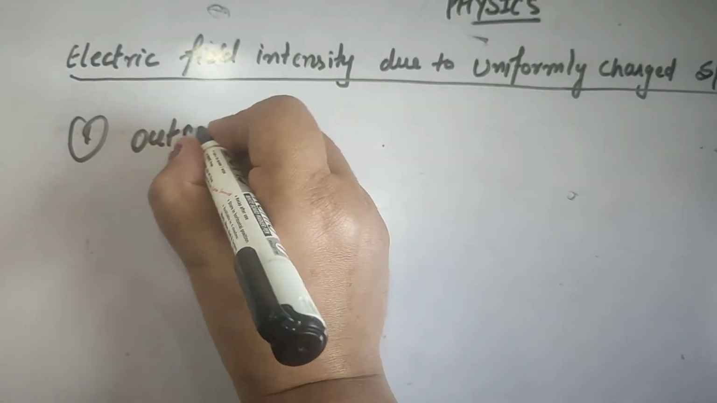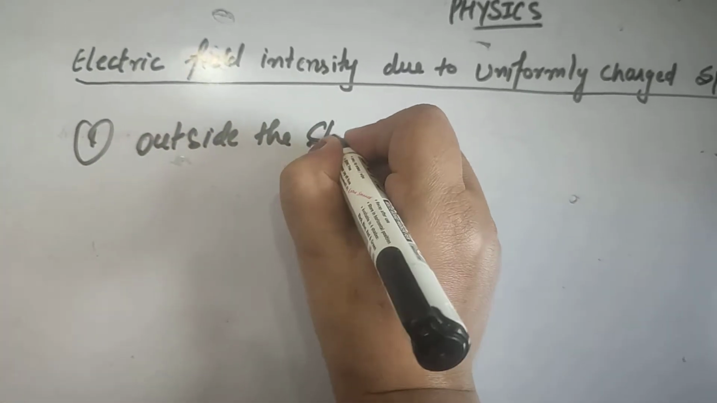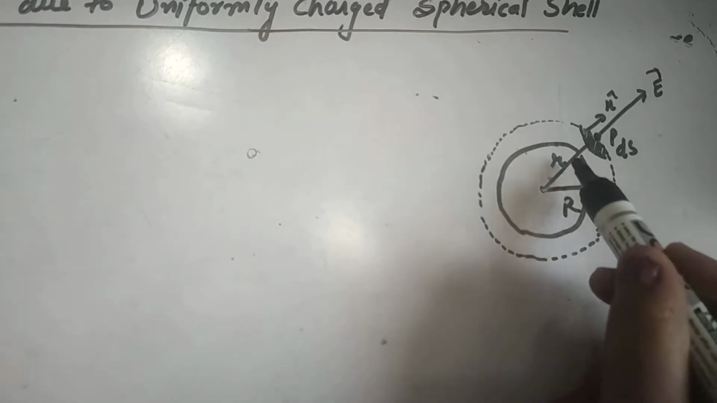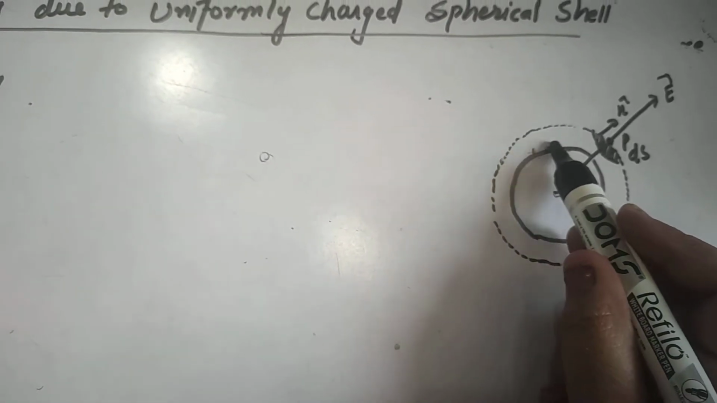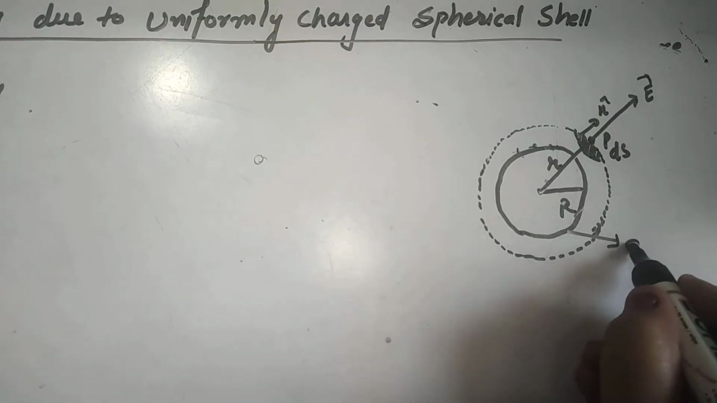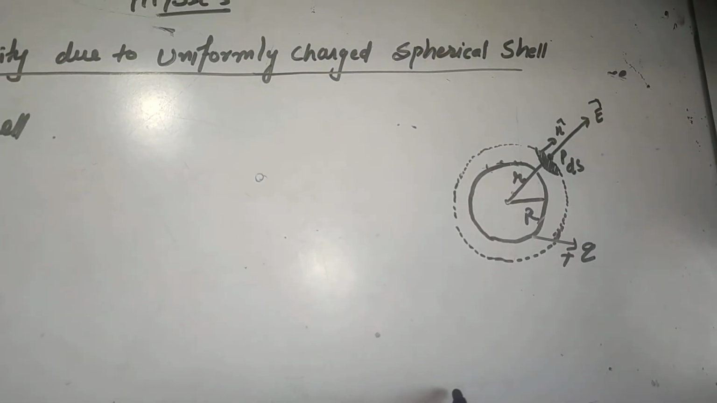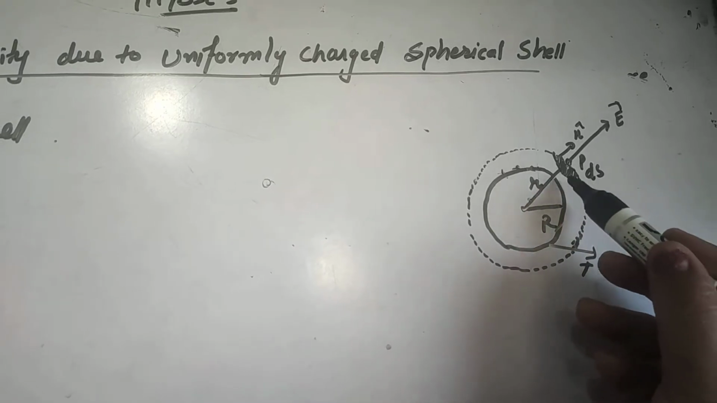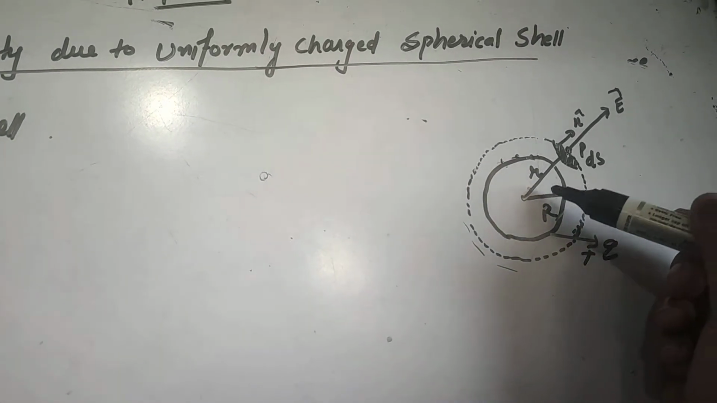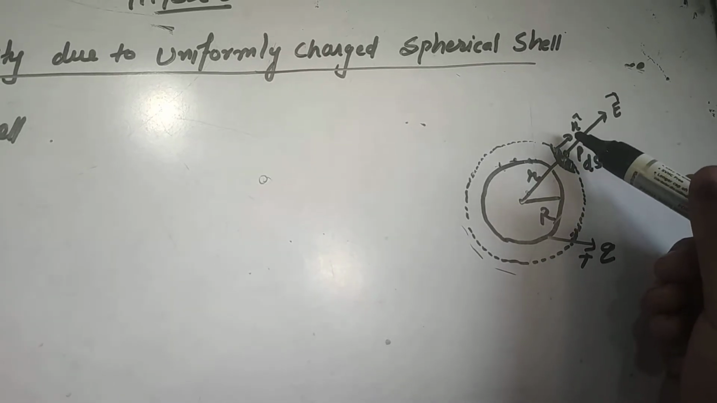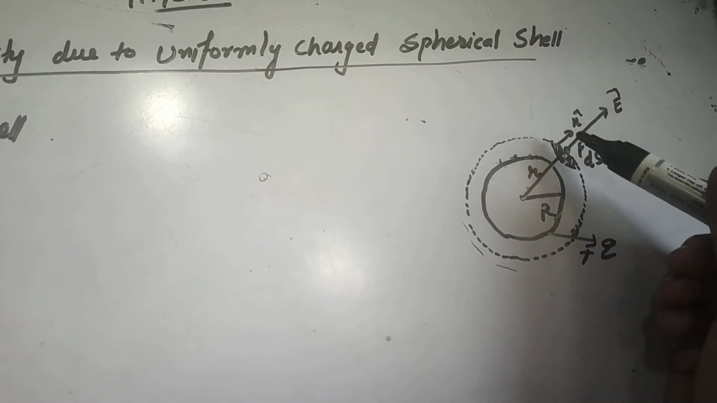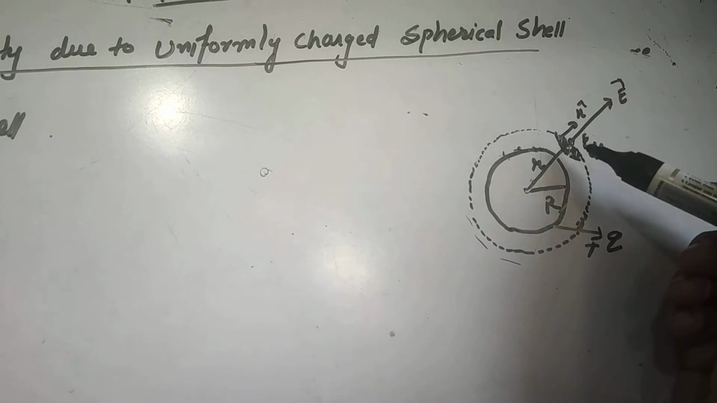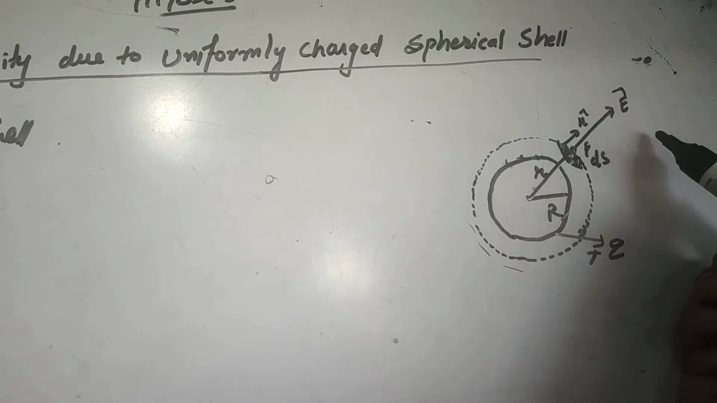First point is outside the shell. Here you can see the diagram. This dark bold lined circle is the shell, over the surface of which uniformly positive charge plus Q is situated. We have to find the field intensity at any point P which is outside this shell. Consider a Gaussian surface lying outside the shell, having the normal n cap outward at this point. You can see clearly the n vector and E vector are in the same line, so the angle between them is 0 degrees, so E vector dot dS vector will become E dS.